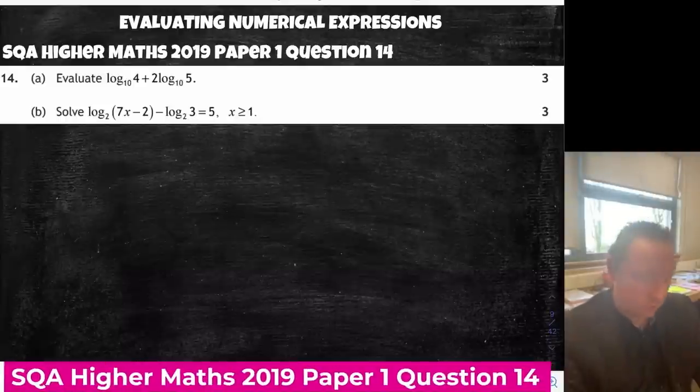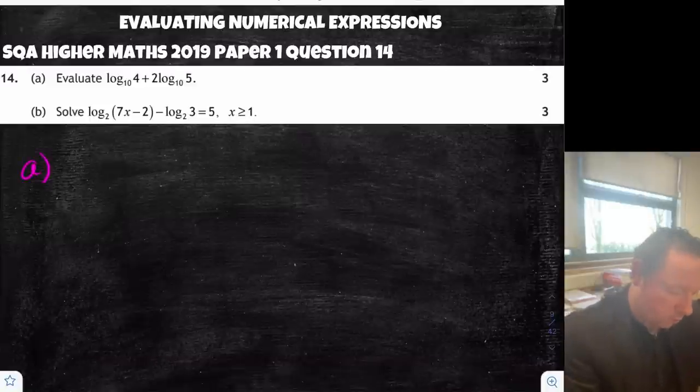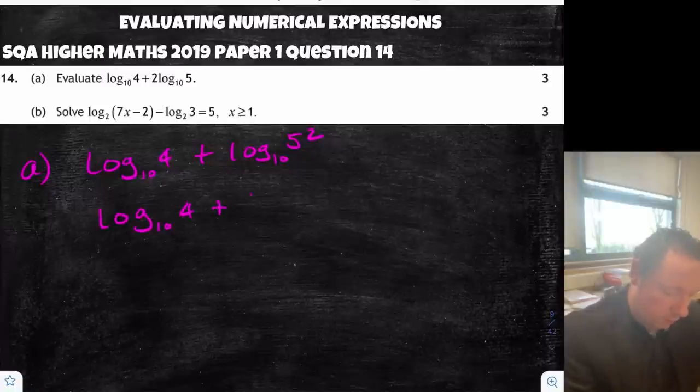Okay, evaluating numerical expressions, SQA Higher Maths 2019, paper 1, question 14. Part A, evaluate log 10 4 plus 2 log 10 5. So we've got log 10 4 plus log 10 5 squared, because I can take the 2 up. So that's log 10 4 plus log 10 25.